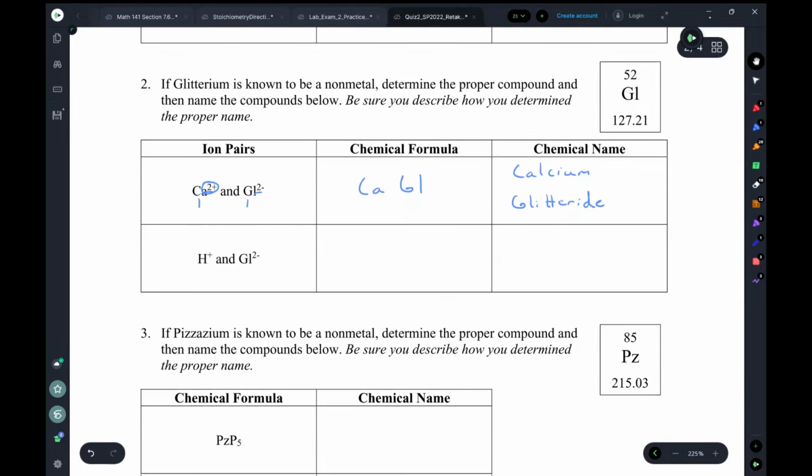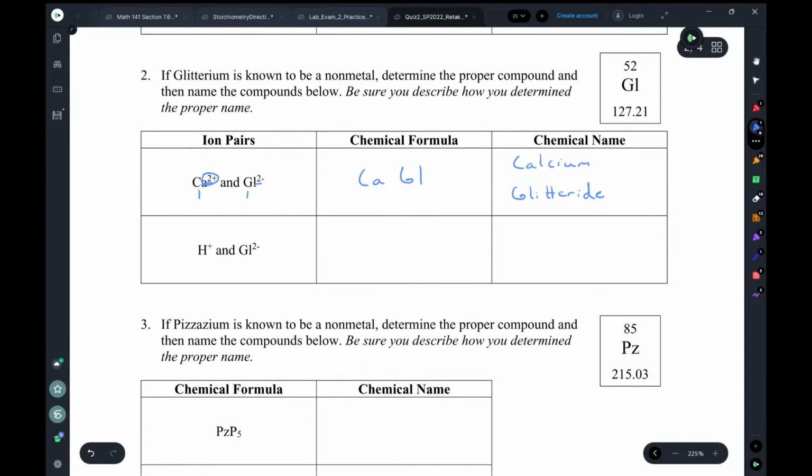Moving along to the second part of the question, we have hydrogen and we have glitterium. Once again, we're going to need to neutralize the pair, thus we're going to be needing 2 hydrogen, leading us to the chemical formula of H2Gl, as the +2 charge of the hydrogen will cancel out the -2 charge of the glitterium. Thus, the chemical name is going to become hydrogen glitteride.